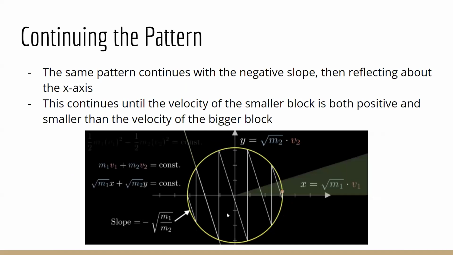So now our picture looks like this. This will continue until the velocity of the smaller block is both positive and smaller than the velocity of the bigger block. And that's when the smaller block stops moving, which is going to be right here.